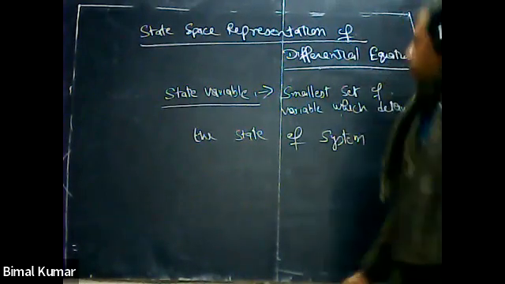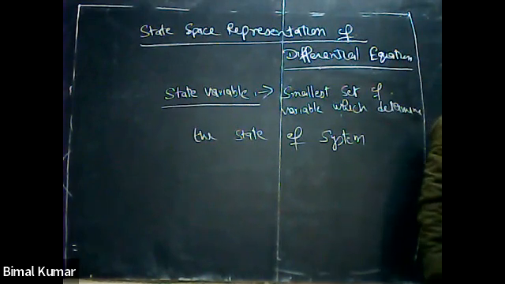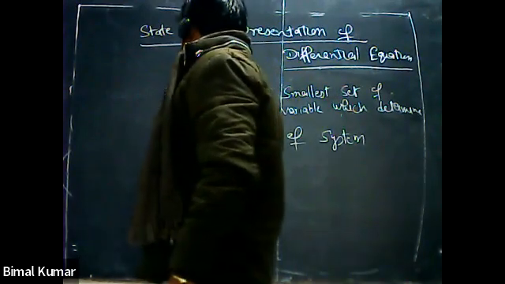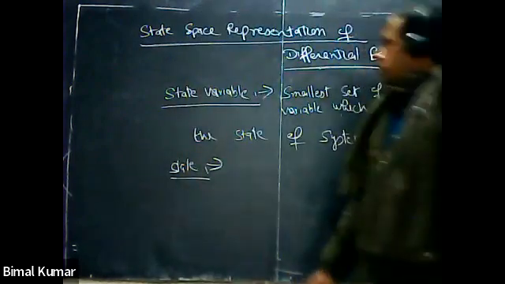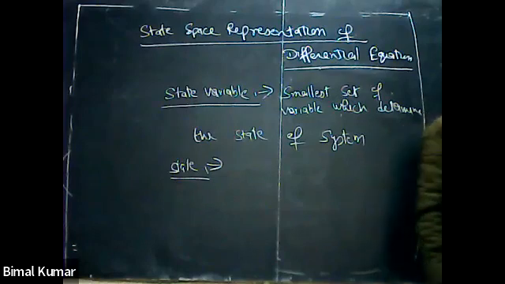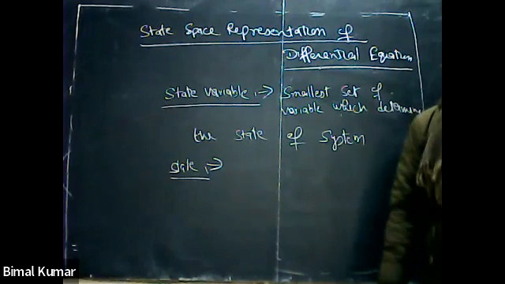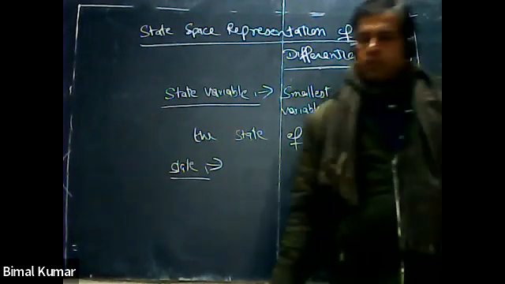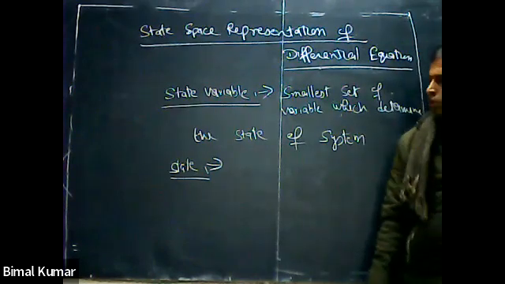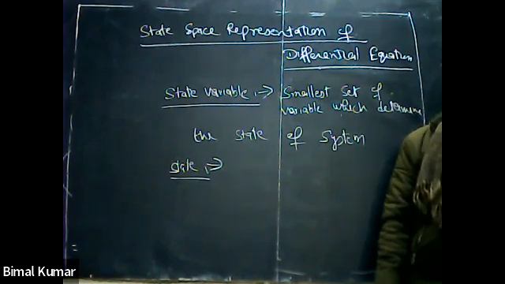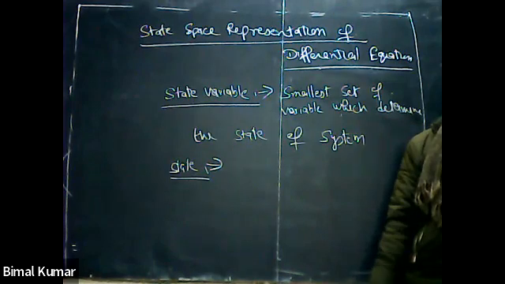Then after that, second: what is state? If you want to define state, then the state of a system is the smallest set of state variables such that knowledge of these variables, in addition to initial condition, is used to calculate the response of the system at any time t greater than t naught.